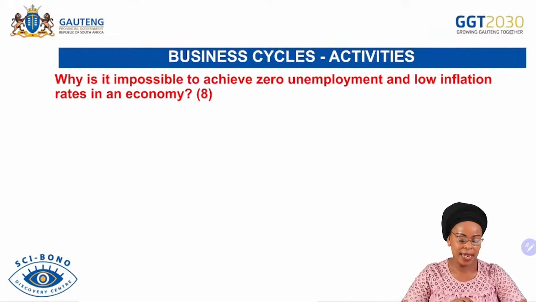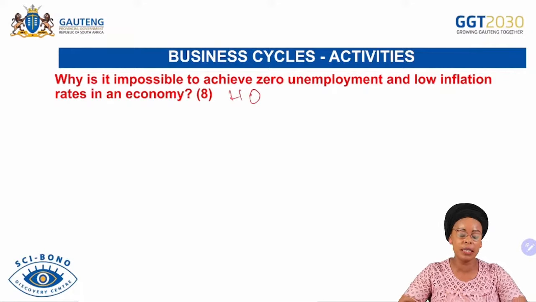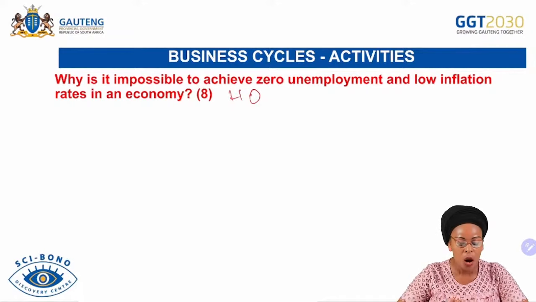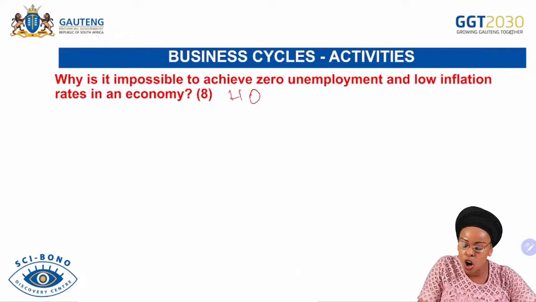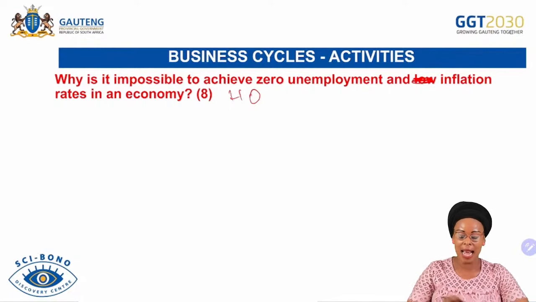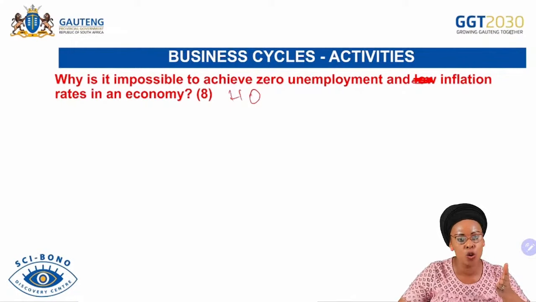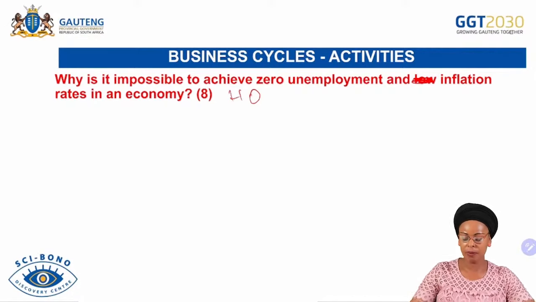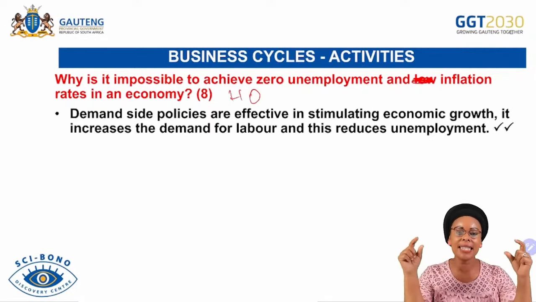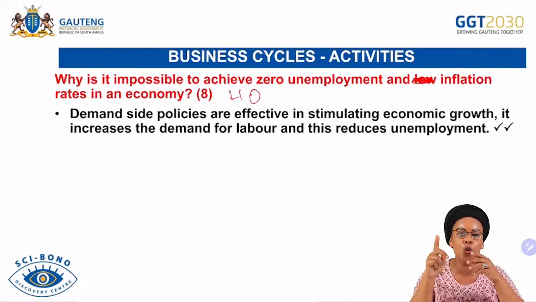The next question is an 8-mark question. We call it a paragraph question of a higher order or of higher cognitive level. I want to change this question. Why is it impossible to achieve zero unemployment and zero inflation in the economy? Low inflation we can achieve, but I've removed "low". Why is it impossible to achieve zero unemployment? In full sentences, you'll need 4 sentences. Each full sentence will get 2 marks.